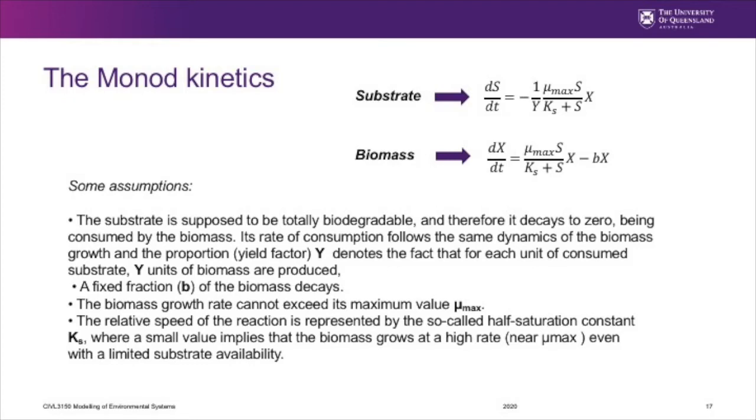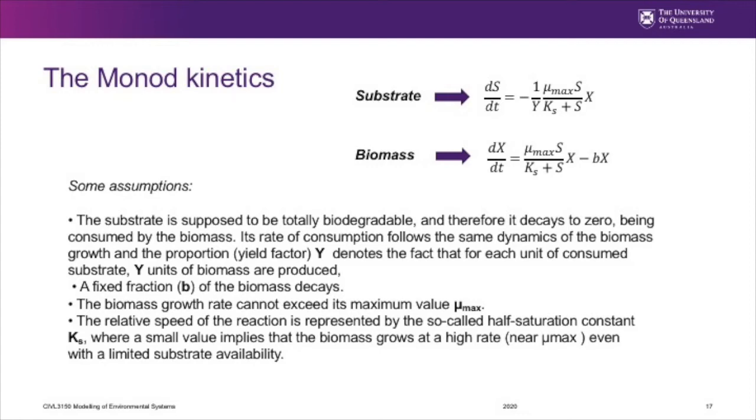The substrate is being consumed by the biomass. Its rate of consumption follows the same dynamics of the biomass growth and the proportion yield factor. Y denotes the fact that for each unit of consumed substrate, Y units of biomass are being produced. There is a fixed fraction of the biomass that decays, and the biomass growth rate cannot exceed its maximum value of growth, which is mu max, the maximum growth rate.